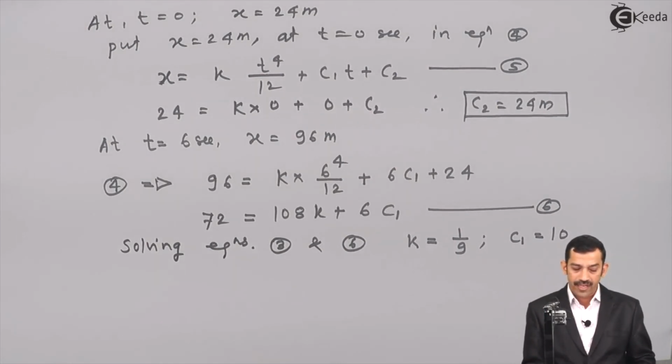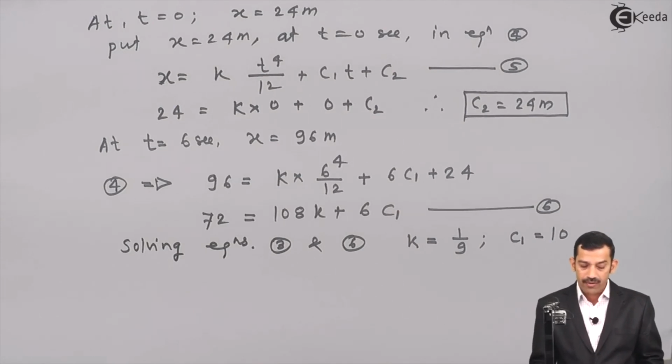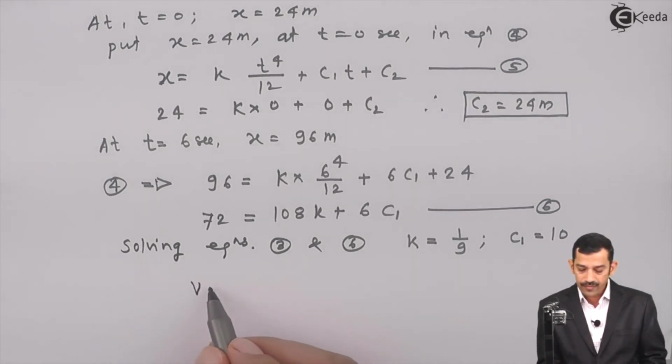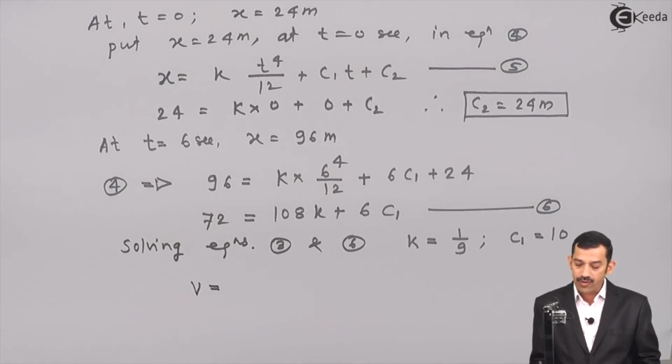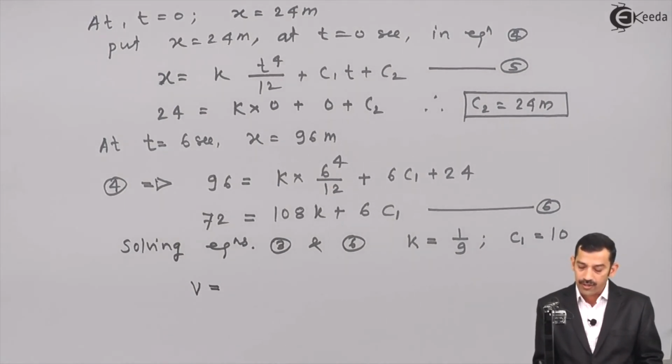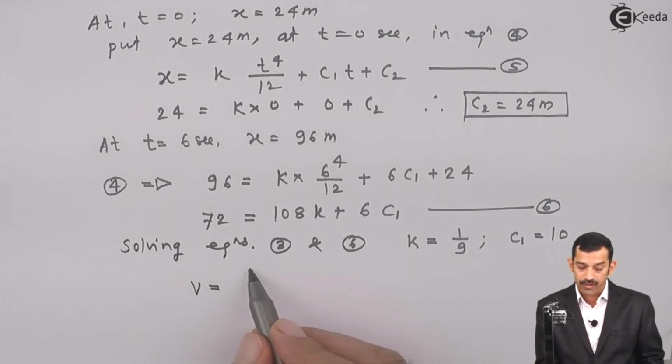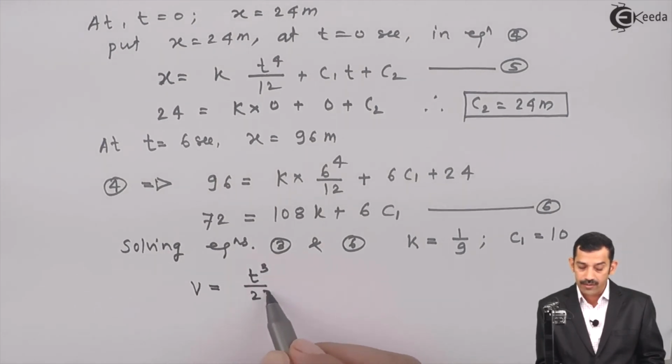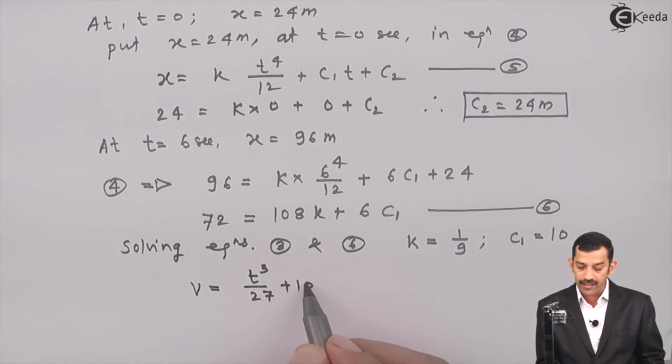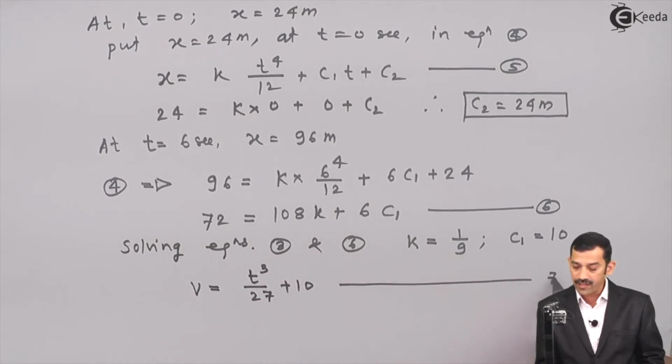If we substitute k and c1 in the equation of velocity, V equal to, with k as 1 by 9 and c1 as 10, the equation of velocity becomes V equal to t cube divided by 27 plus 10. This is equation number 7.